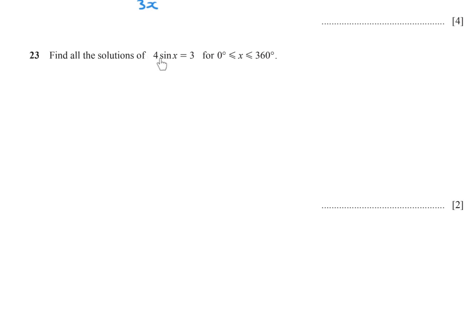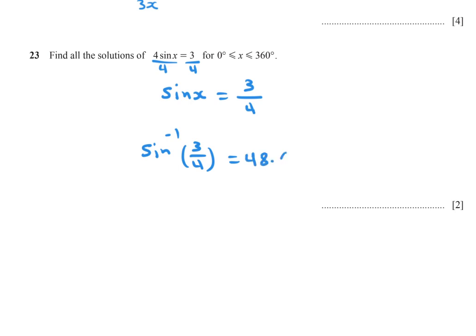23. Find all solutions for 4 sine x equals 3 and x more than or equal to 0, less than or equal to 360. First, make sine x the subject, so divide by 4. So sine x equals 3 over 4. Now with your calculator, find the angle which has sine 3 over 4. So sine inverse 3 over 4 equals 48.6. Now look for the sign. Is it positive or negative? It's positive.